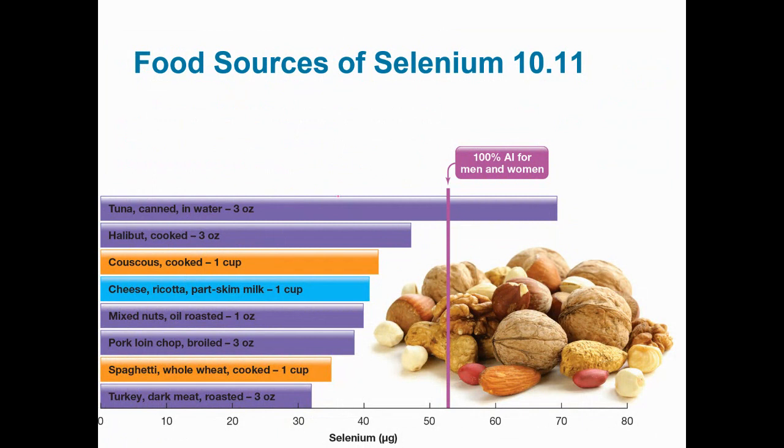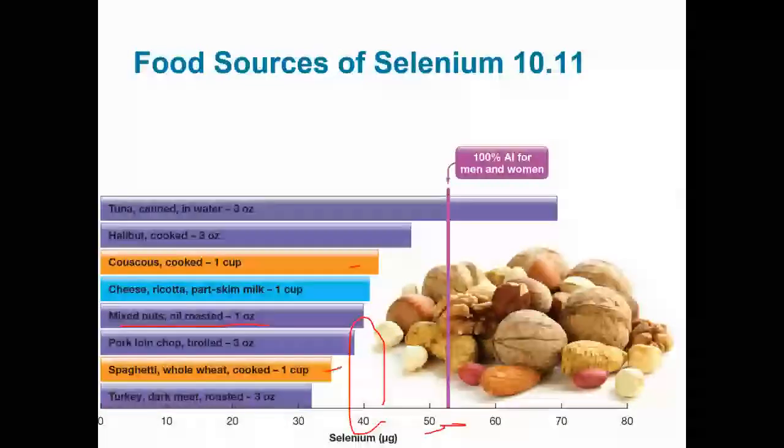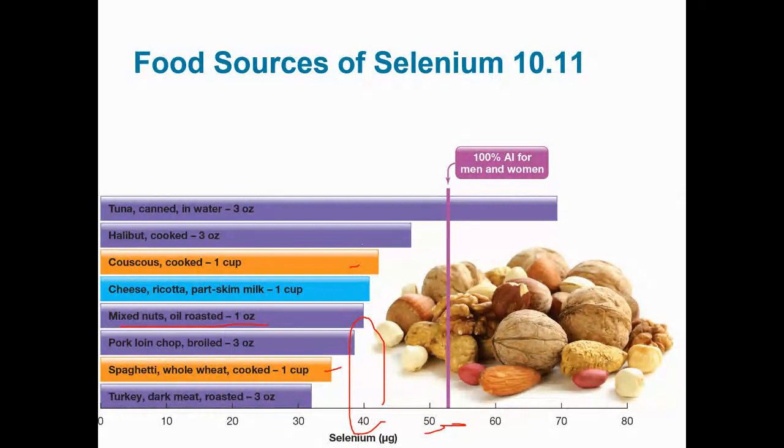I guess Brazil nut did not make it on the chart, but let's see, do they have any? So mixed nuts, like 1 ounce of mixed nuts, doesn't quite get you there, but it's a good chunk towards your daily need. And you may find some in whole grains or in some fortified grain foods. And then again, seafood would be a good source too.